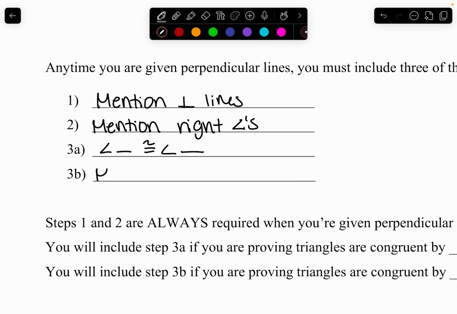Well, you need to mention that you have a right triangle. This is in your blueprint, wherever your perpendicular lines information is given to you. We just haven't had to use it yet because we haven't needed to mention right triangles.